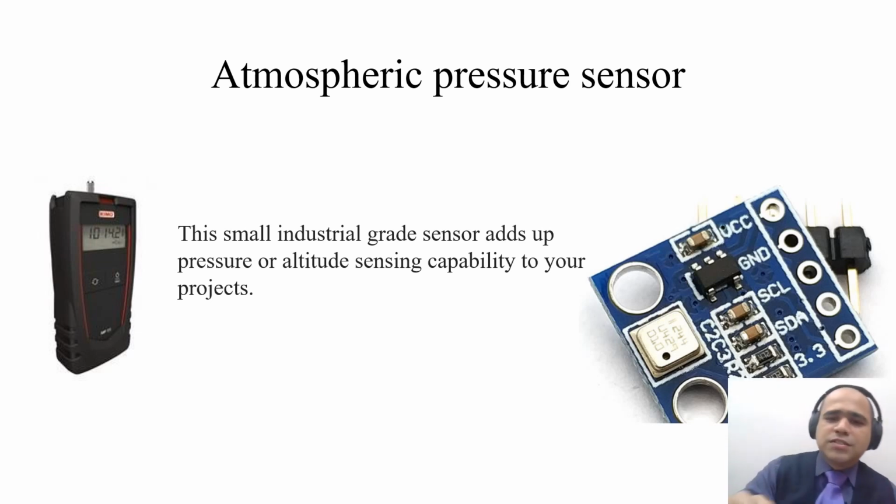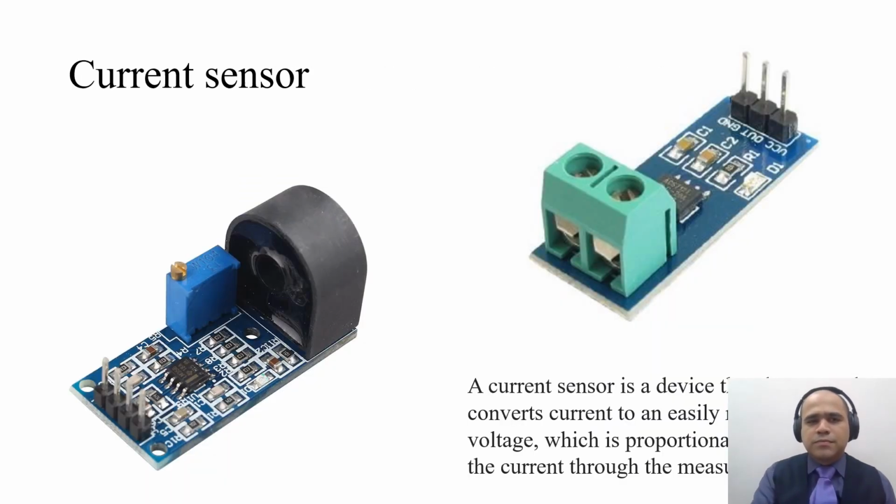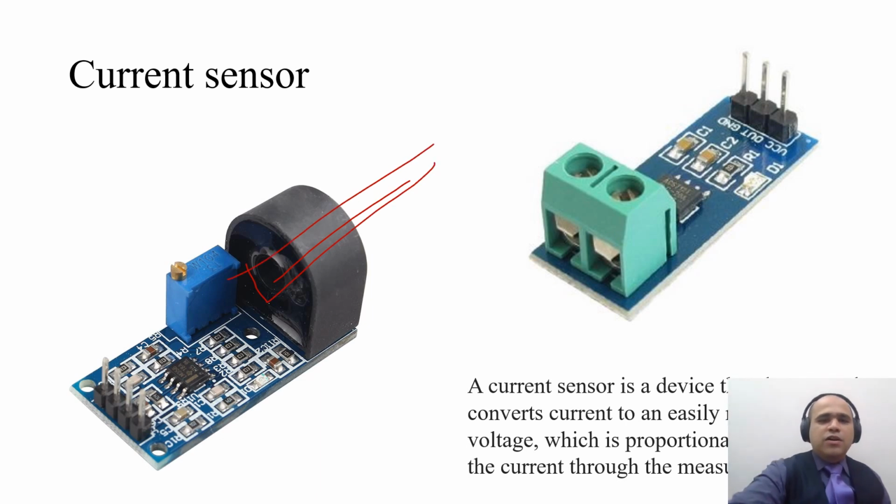Atmospheric pressure sensors give you the altitude at which you are flying your machines, and they are used with quadcopters or even with choppers. So this is one example where an atmospheric pressure sensor is used. A current sensor is nothing but a hole, something like this. You put a wire through it and it can measure the current flowing through it. Or it could be a sensor like this where you put it across a load and it can measure the current flowing through that load.